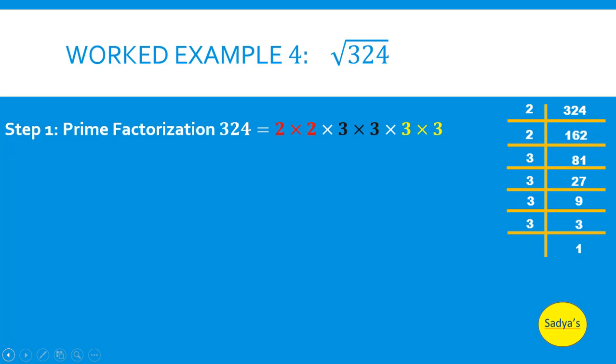81 divided by 3 is 27. 27 divided by 3 is 9. 9 divided by 3 is 3. And then 3 divided by 3 is 1. So we can write 324 as 2 multiplied by 2, multiplied by 3, multiplied by 3, multiplied by 3, multiplied by 3. Now notice here that 3 is coming 4 times.